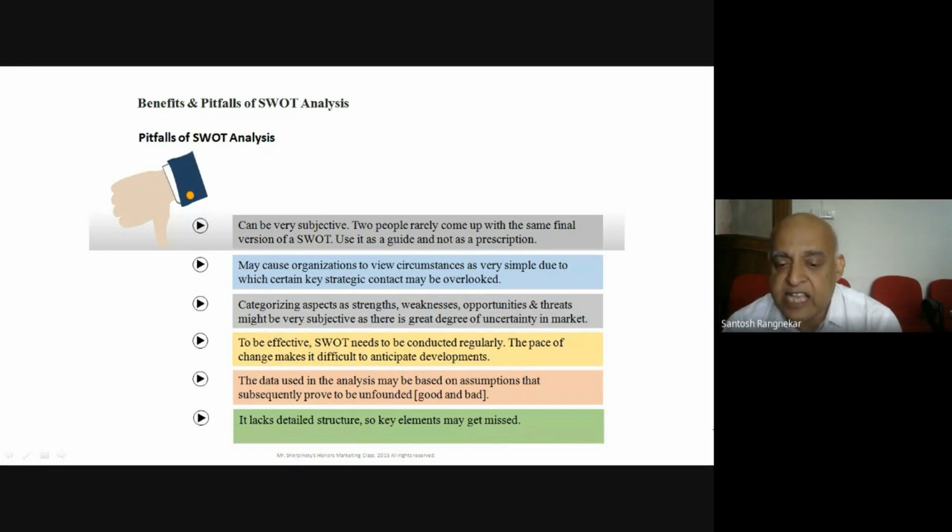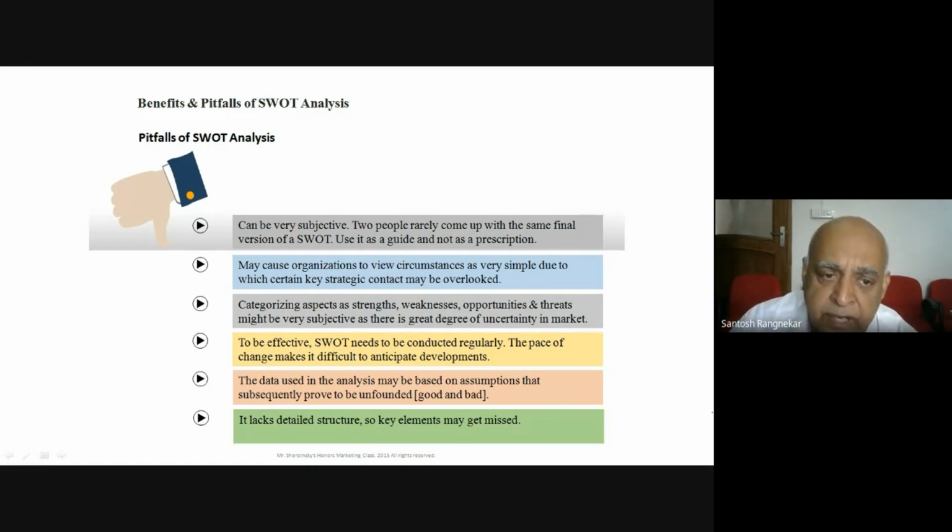Categorizing the aspects as strengths, weaknesses, opportunities and threats might be very subjective, as there is a great degree of uncertainty in the market. So to be effective, SWOT needs to be conducted regularly. The pace of change makes it difficult to anticipate developments. The data used in the analysis may be based on assumptions.